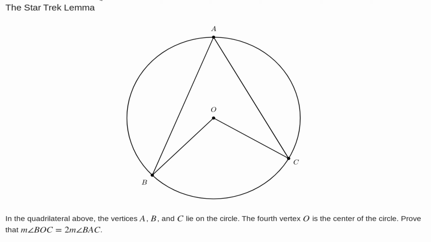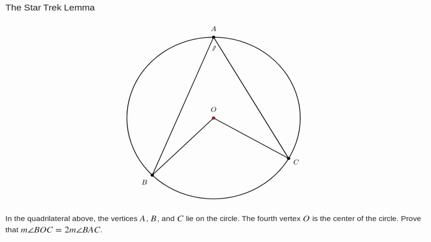But the idea here is that this point O is at the center of our circle, which means that these side lengths BO and CO, those are both radii. So by definition, these must be congruent sides, right? The side lengths at least. But that's not the point of this Star Trek lemma.